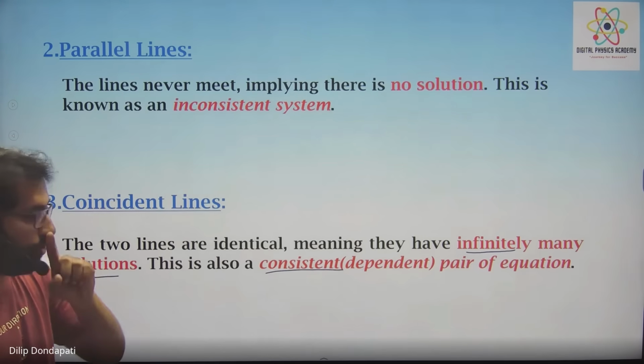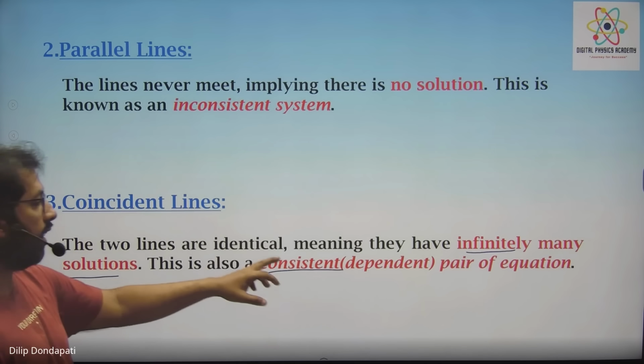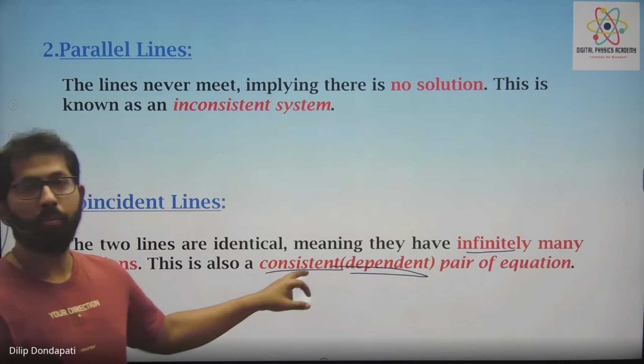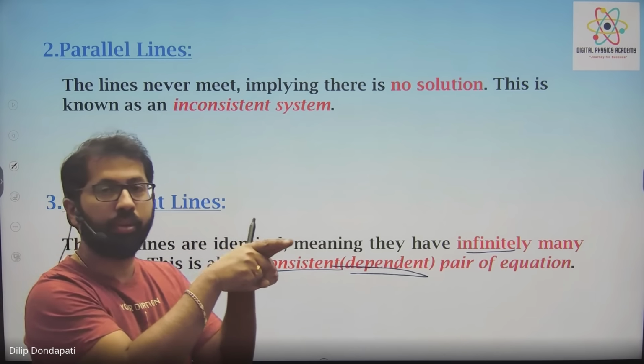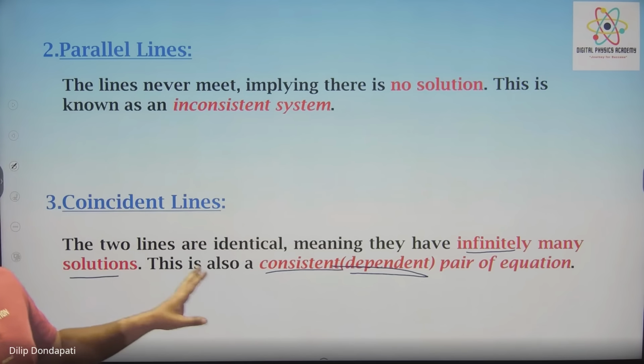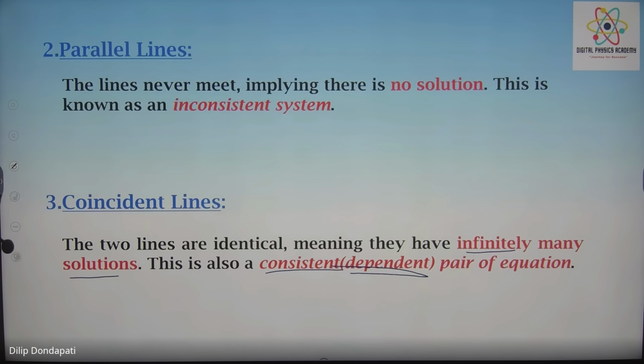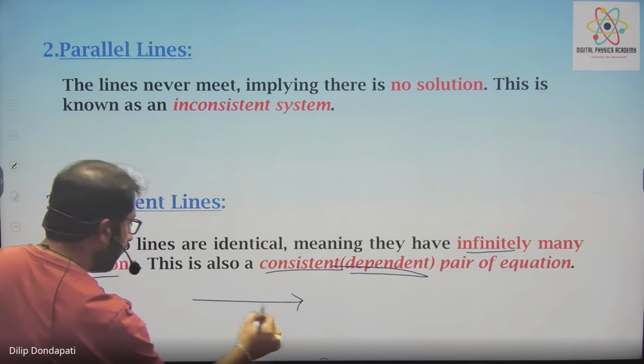And one more name is given: coincident lines are called dependent. Dependent, one on top of the other, depending on both, right? That's why it's called dependent. Write it down. So these are coinciding lines.